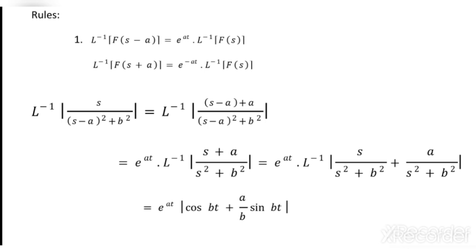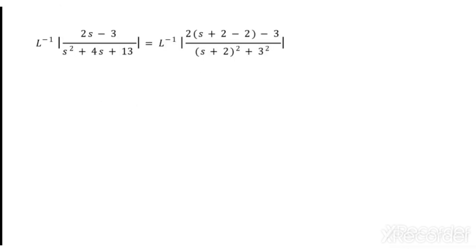Okay, if I take one more result, here 2s minus 3 by s square plus 4s plus 13. You have to be very careful here. Whenever we have this type of problem, usually we tend to go for partial fractions. If the roots are real, obviously we can go for partial fractions. Otherwise we have to go for the completing the square method, and then it is again rule number 1, L inverse of f of s minus a or s plus a type. So you have to shift a by taking e power at or e power minus at out.